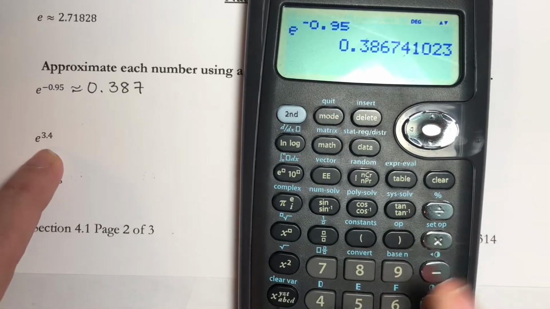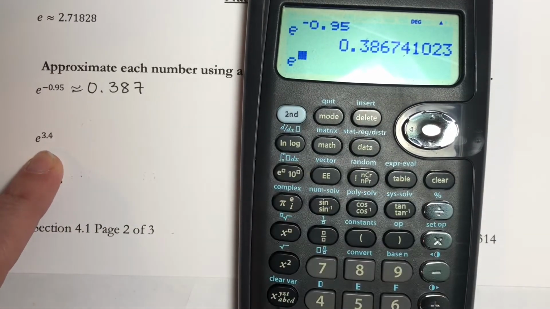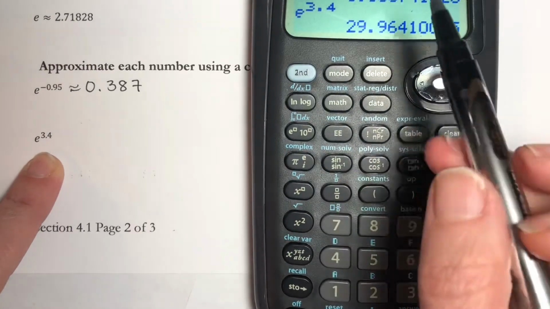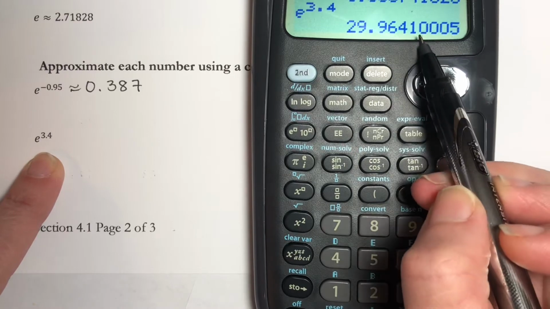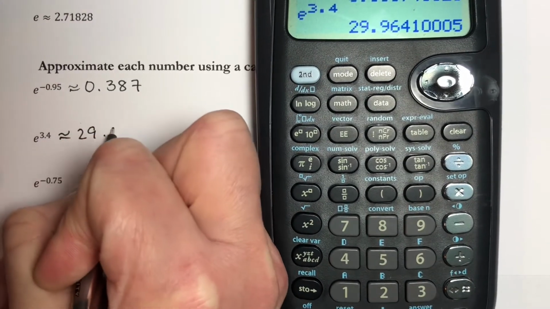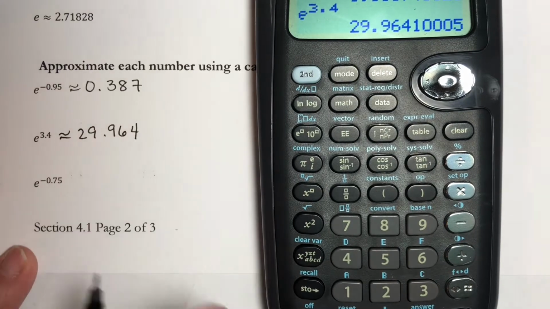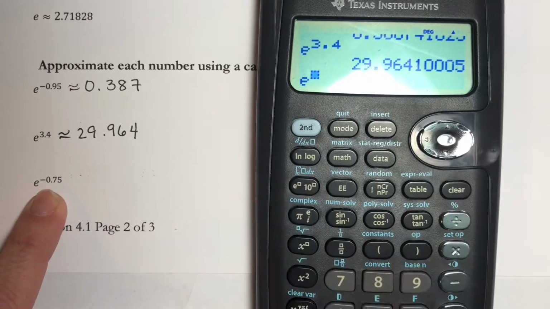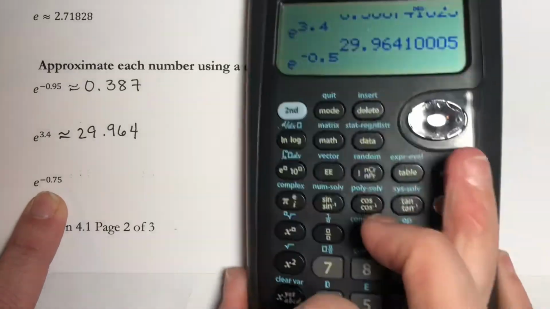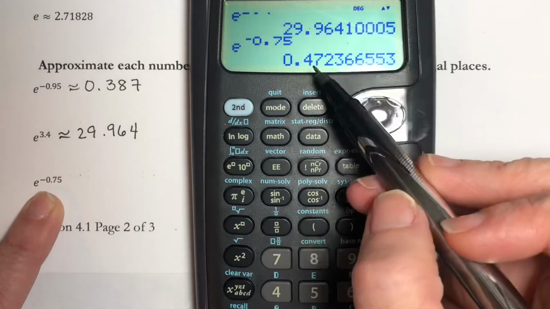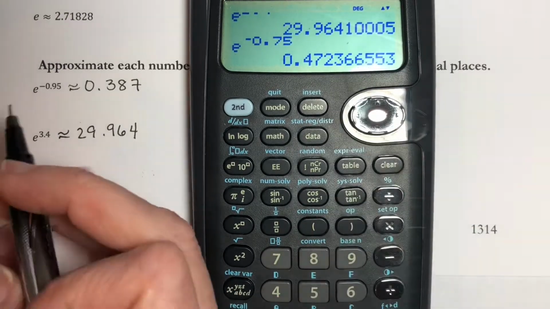Okay, let's do E to the 3.4. E to the 3.4 is approximately 29.96. That's a 1, so that stays a 4. Okay, and let's approximate E to the negative 0.75, except I typed it in wrong, 0.75, and I get 0.472.